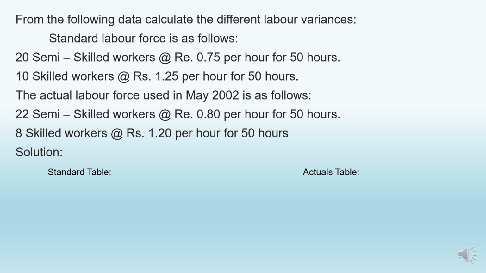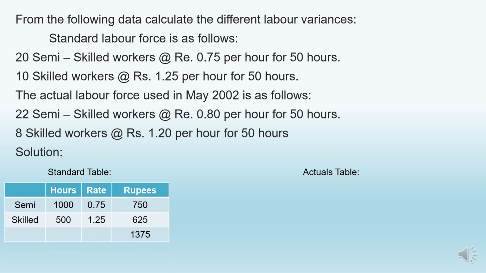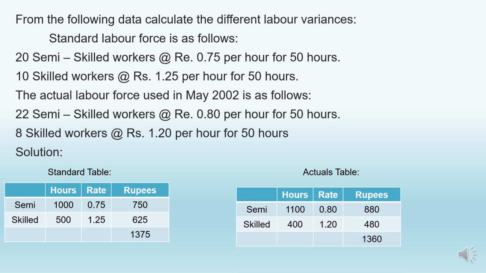It's pretty simple. We are not doing it for the number of workers, or for 50 hours alone. It's the multiplication. This is called weighted average. So your standard table will look like: semi-skilled 1000 hours, rate 0.75, value 750. For skilled, 500 hours, 1.25, 625, the total value would be 1375. Actuals: again 22 into 50 is 1100 hours, rate is 0.50, and skilled 8 multiplied by 50, that is 400 hours, into 1.20, total cost comes as 1360.